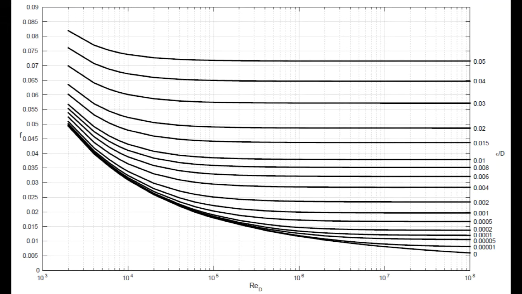So here's the Moody chart. Again, it's a plot of that previous function for a bunch of different values of epsilon over d. So you can see each black line on the right-hand axis has a value for epsilon over d. And then again, we have Reynolds numbers on the x-axis, f values on the y-axis. So find the appropriate line based on epsilon over d. Find the appropriate Reynolds number on the x-axis, where those lines intersect. Go over to the y-axis, and that's your value of f.